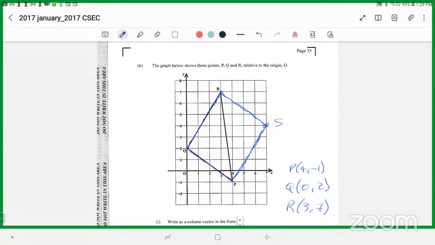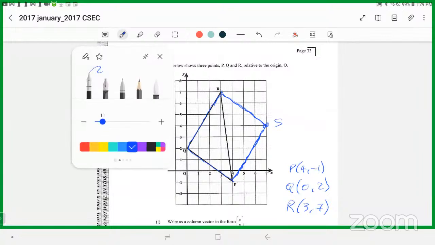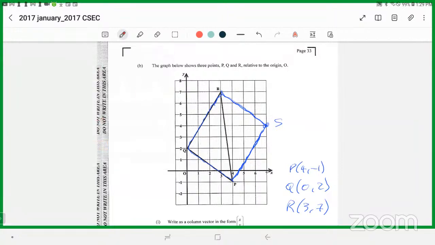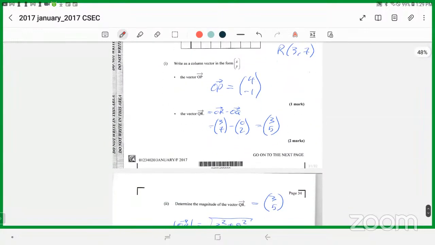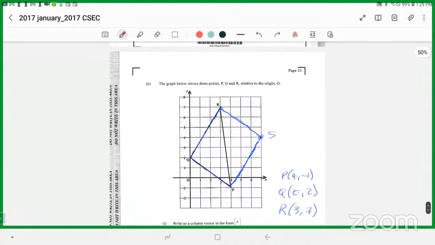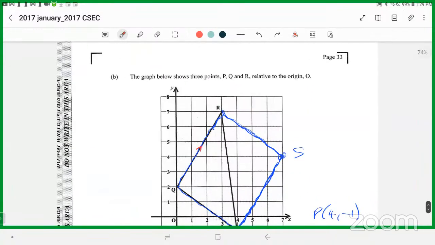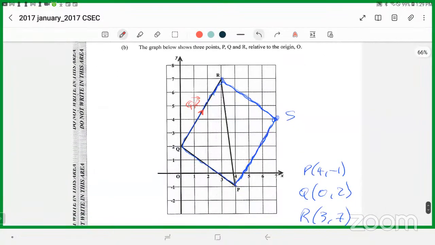PQRS. Now, to show that it's a parallelogram, you have to show that the opposite sides are equal vectors. A parallelogram is such that the opposite sides are equal vectors. So let's mark down what we have to show. And we want to use what we have already as well. We have the vector QR already. We don't have to recalculate that one. QR, which is this. So we have to show that PS over here is equal to QR.